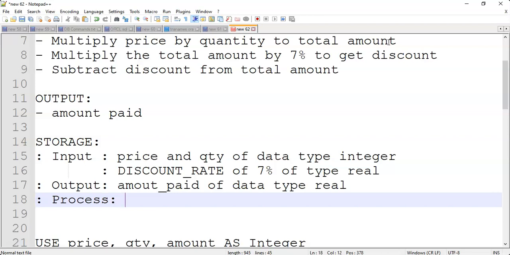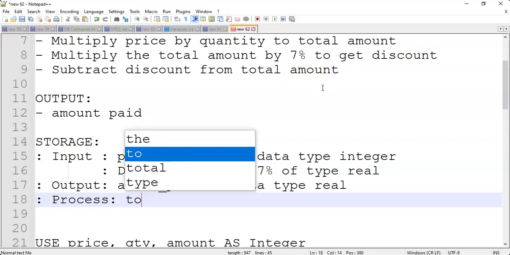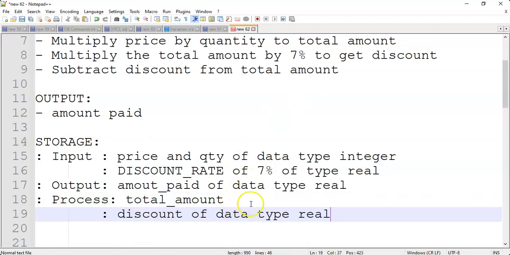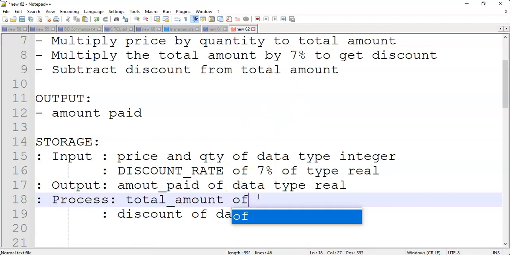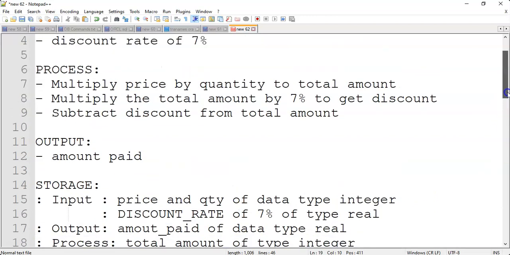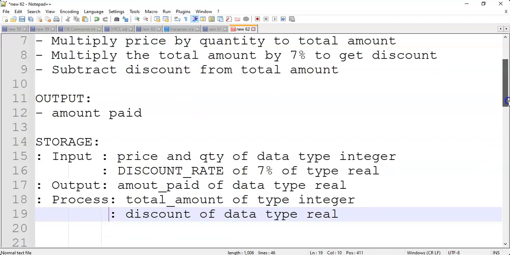So the total amount must be kept somewhere, so we can put them under process. So we need to have total amount of type integer, of course, and discount. We also need to calculate discount, so this will be intermediary. That's not what we are displaying at the end, but we need this variable to keep the intermediary data. So discount of data type real. So these are our variables or our storage specification.